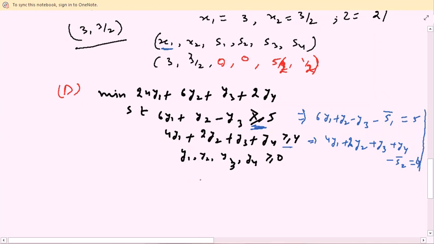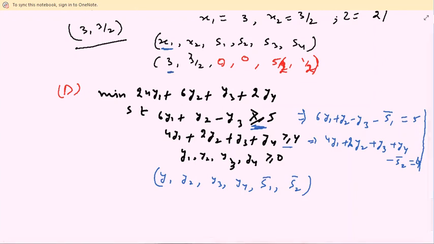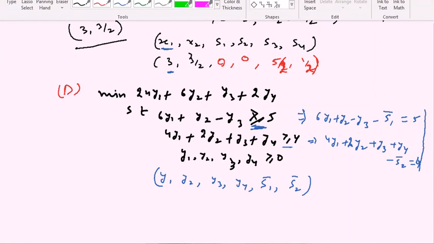So we have in total how many variables? We have y1, y2, y3, y4, s1 bar, s2 bar. These are the 6 dual variables. So what information are we drawing from this? Now we see that x1 is positive. This simply gives us the information that my s1 bar is 0.